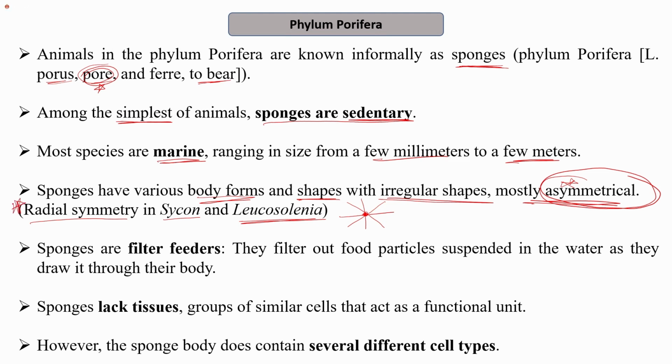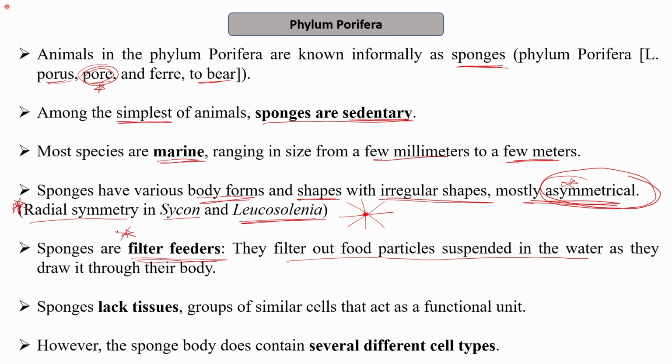You need to remember that some of the organisms like Sycon and Leucosolenia are radially symmetric. Then the very important thing is that they are filter feeders. That is, they filter out food particles suspended in the water as the water passes through their body. Therefore they are called filter feeders, right?